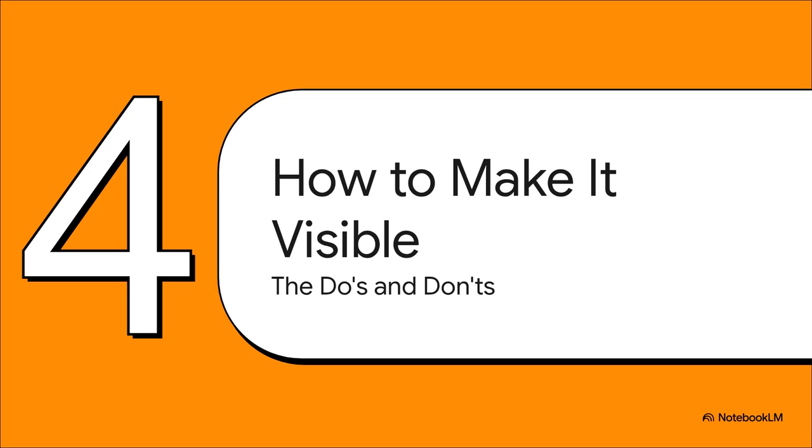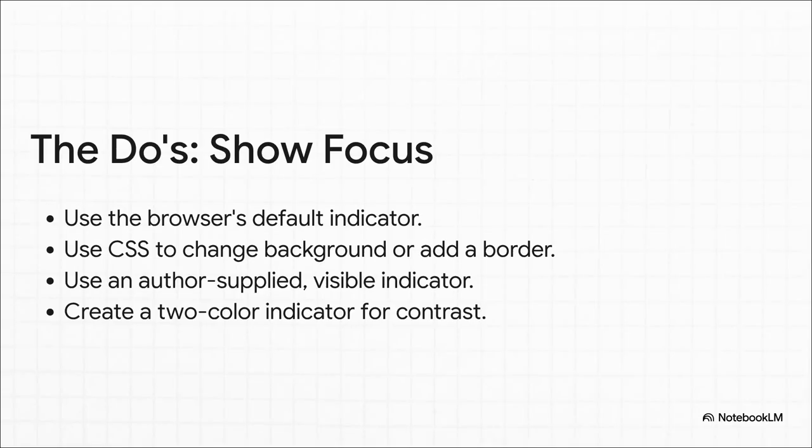All right, so we get what it is and why it's so important. So how do web developers actually get this right? Let's dive into some simple do's and don'ts. The really good news is that making this work is often super simple. The easiest thing a developer can do? Do nothing. Just let the browser use its own default indicator. But if they want to get a little more custom, they can use CSS to change a background color, add a nice clear border, or even make a two-color indicator that really pops off the page.